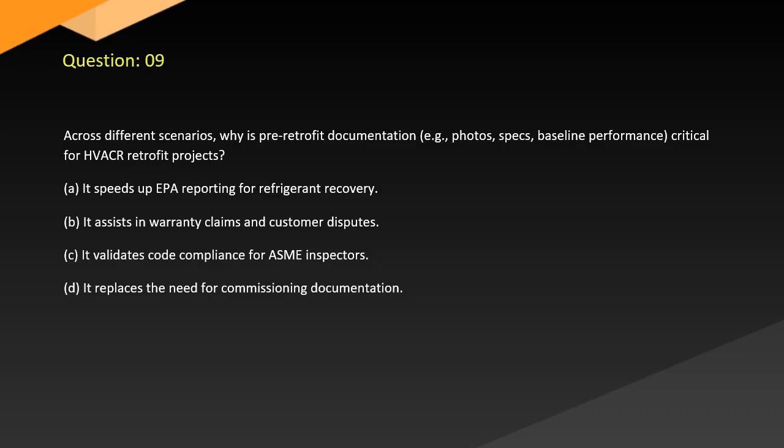Question 9. Across different scenarios, why is pre-retrofit documentation, e.g. photos, specs, baseline performance, critical for HVAC retrofit projects? A. It speeds up EPA reporting for refrigerant recovery. B. It assists in warranty claims and customer disputes. C. It validates code compliance for ASME inspectors. D. It replaces the need for commissioning documentation.